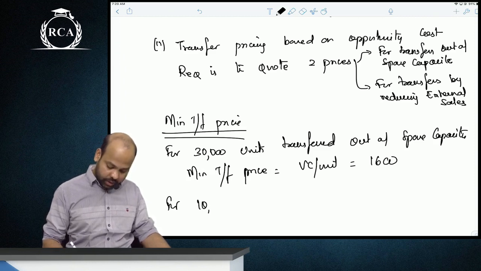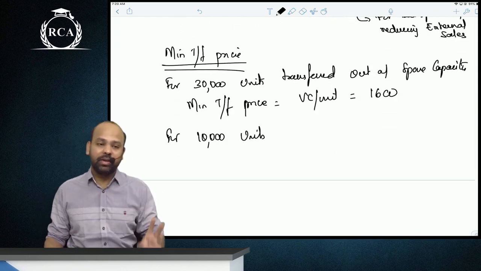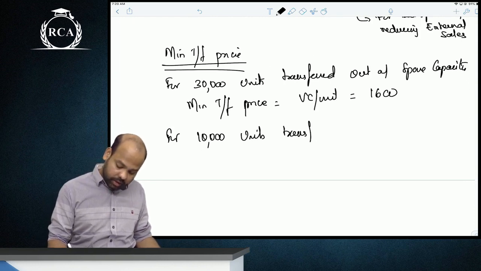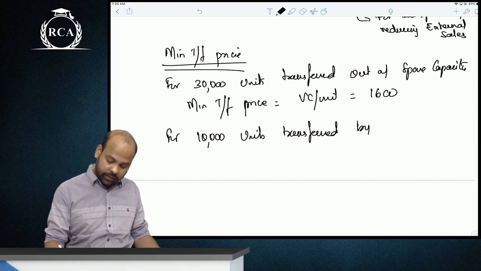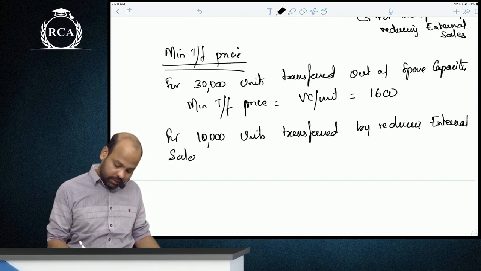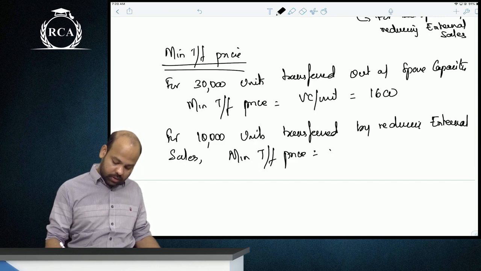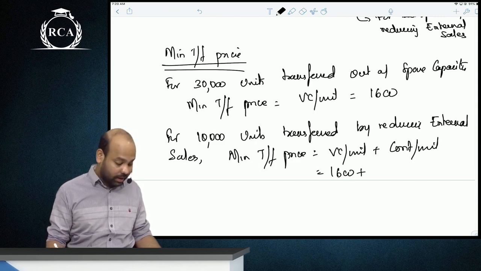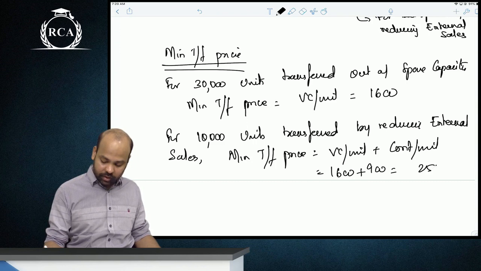For 10,000 units, remember, these are minimum transfer prices, guys. For the purpose of decision making, let it be towards the minimum end only. For 10,000 units that are transferred by reducing external sales, the minimum transfer price would be equal to variable cost per unit plus contribution per unit. 1600 plus 900, 2500.